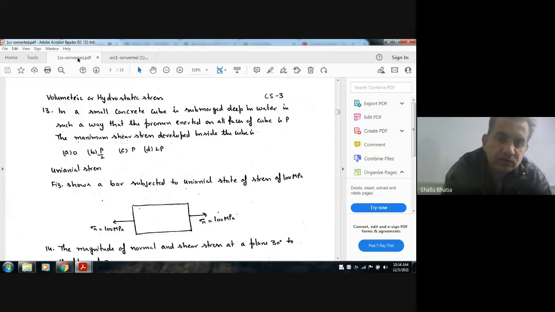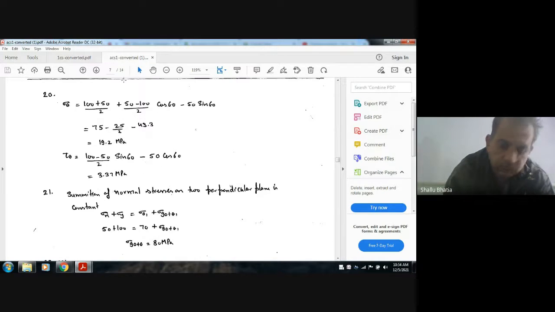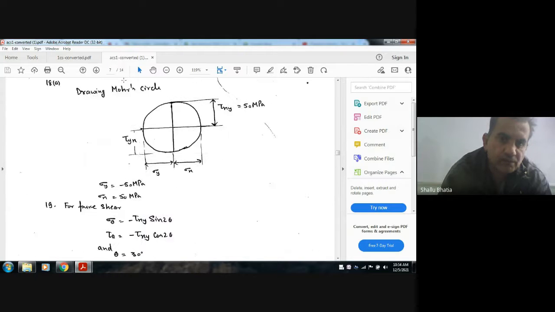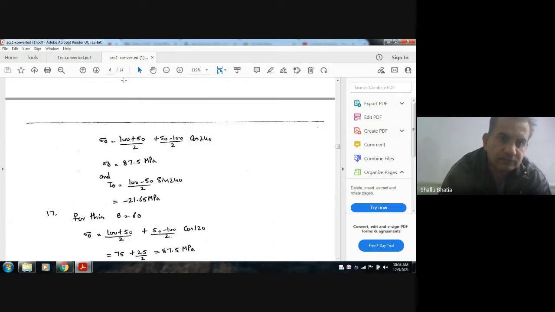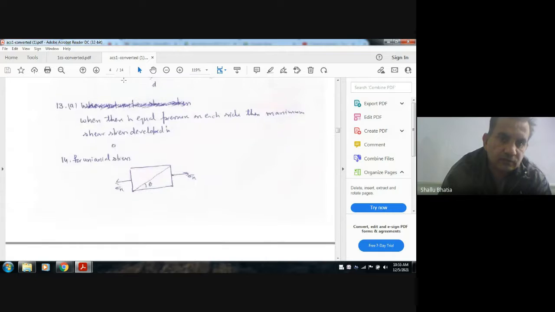So in a hydrostatic state of stress, there is no shear stress because all the stresses in all directions are equal. So the answer is zero. When there is equal pressure on each side, the maximum shear stress developed is zero.